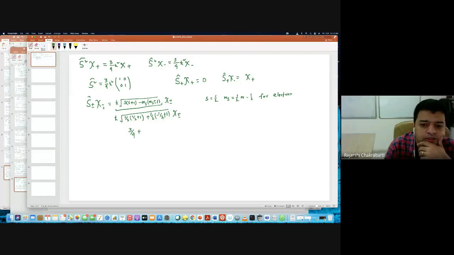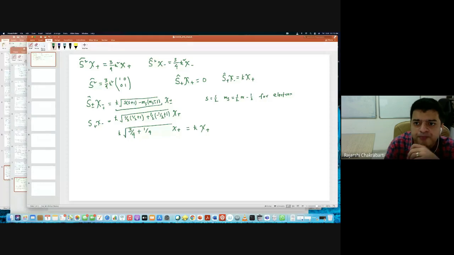So if it is like this, then for example, if I calculate, I'm just looking at this S plus operating on chi minus, that will give me chi plus. And the coefficient is going to be, you see, it is in h cross, 3 by 4 plus, this is 1 by 4. So this is going to be h cross. So that's why it is h cross, no? This is fine with all of you? Should be fine.